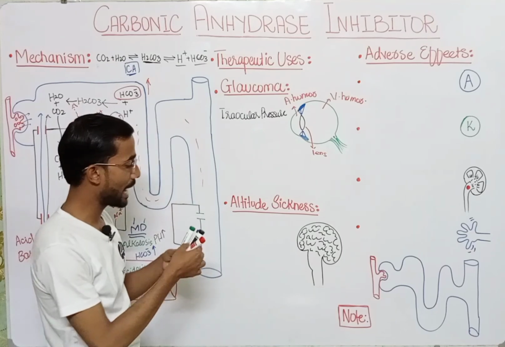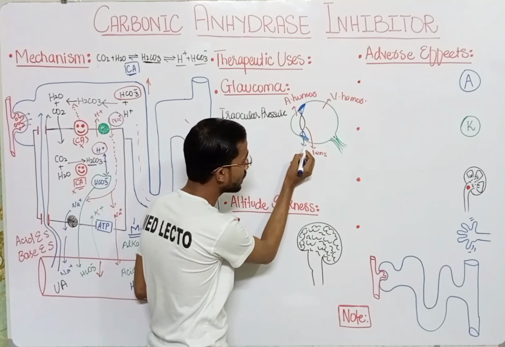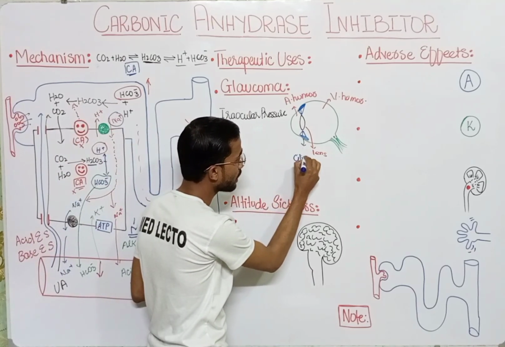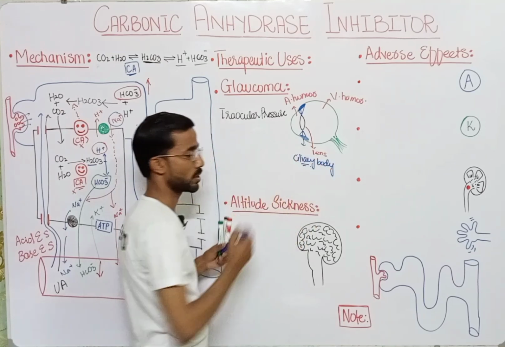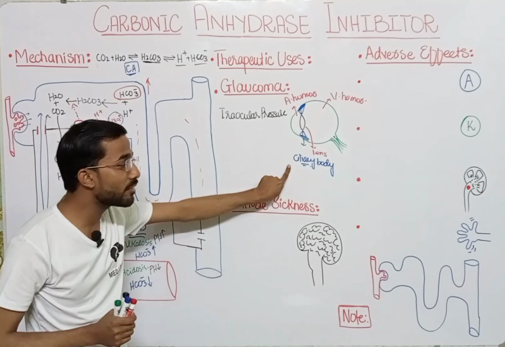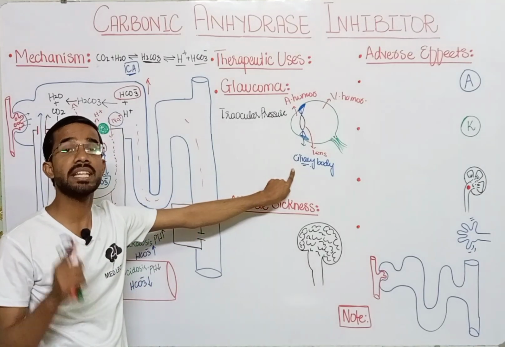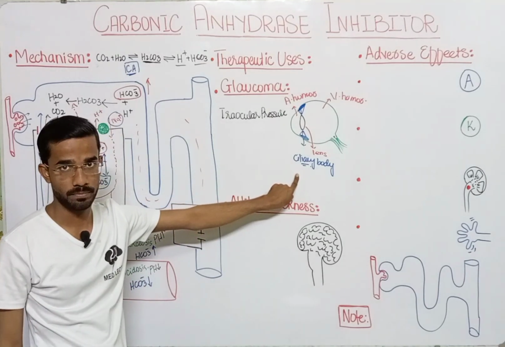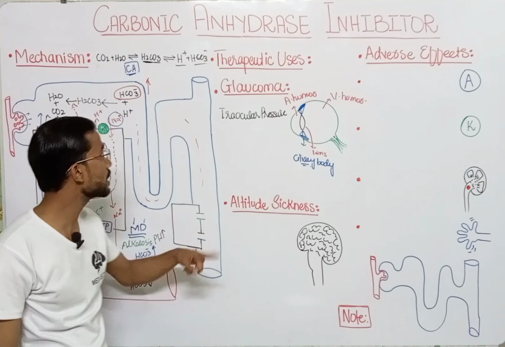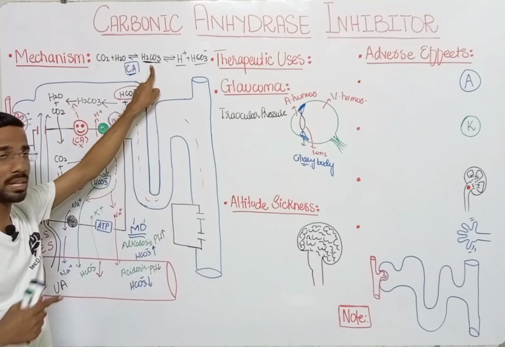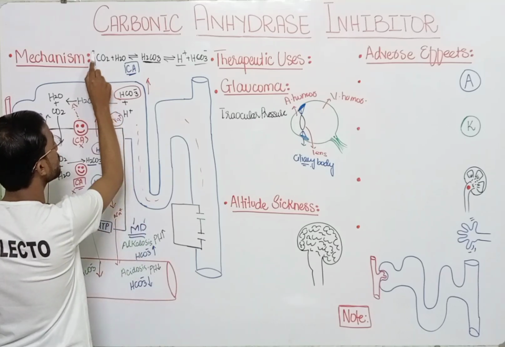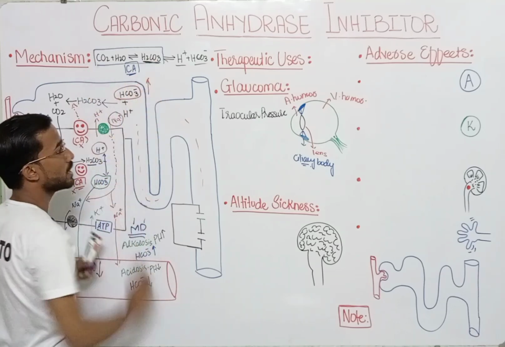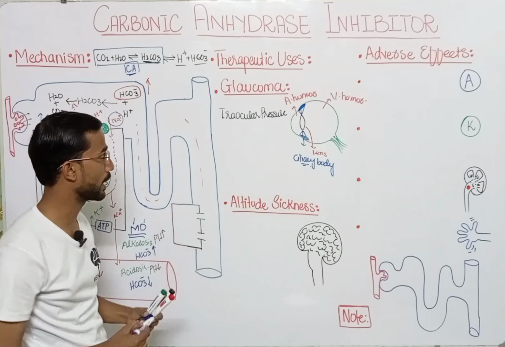So, in that situation you will see this is the ciliary body. This point is very much important. In the ciliary body you see the carbonic anhydrase, that is the enzyme, and that is involved in the conversion of carbonic acid into carbon dioxide and water. Now this process actually happens in the ciliary body. Okay.